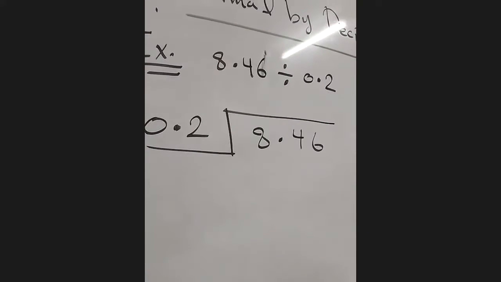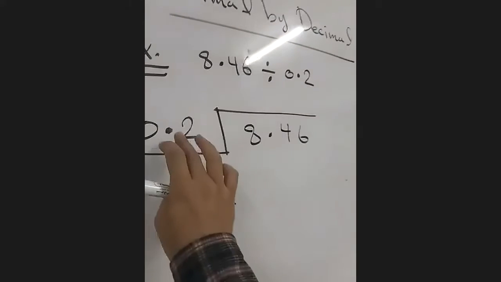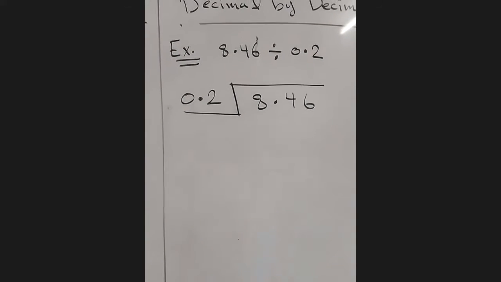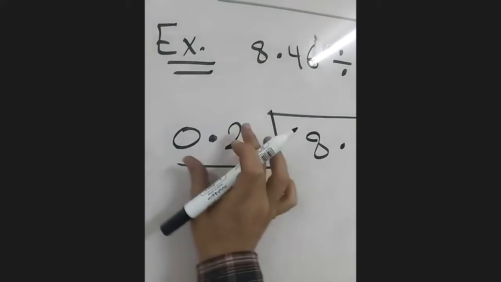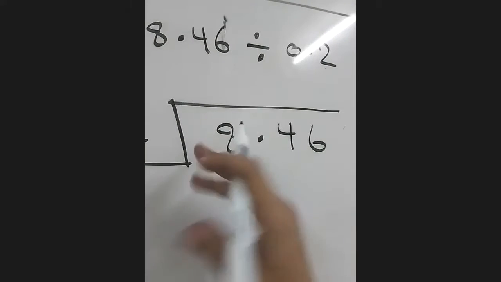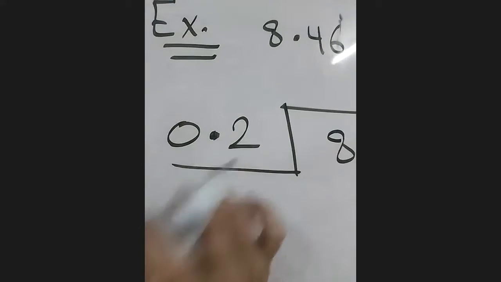Now I need to get rid of this decimal. How I will get rid of this decimal, guys, which is the important thing here, and please be careful. Now I will go to the divisor. The divisor is the important thing here, not the dividend. The dividend has decimal or has no decimal, it's not important, okay? But the divisor is the important thing.